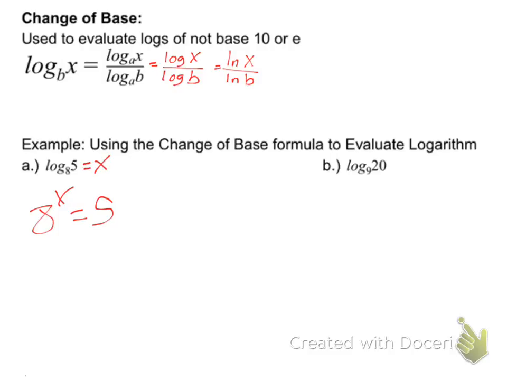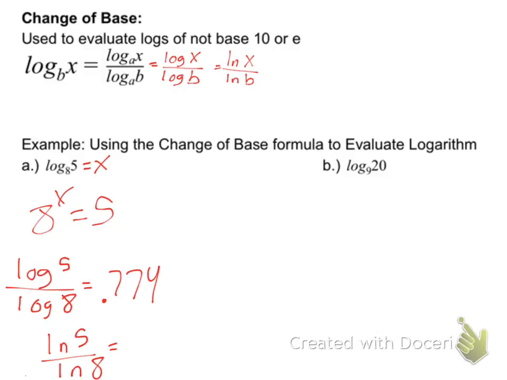But instead, what I'm going to do is log of 5 divided by log of 8. Take your calculator out, and what do you get? 0.774. Hey guys, just for fun, do the natural log of 5 over the natural log of 8. I changed the base to e instead of 10. What do you get? It's the same. It doesn't matter. That's the cool thing about it.